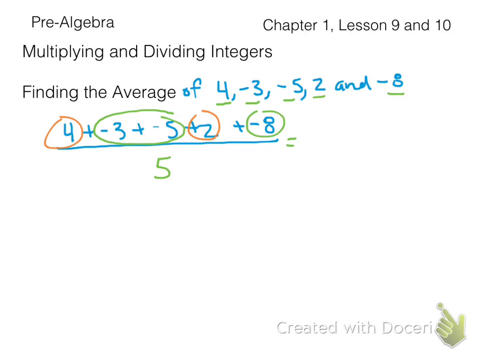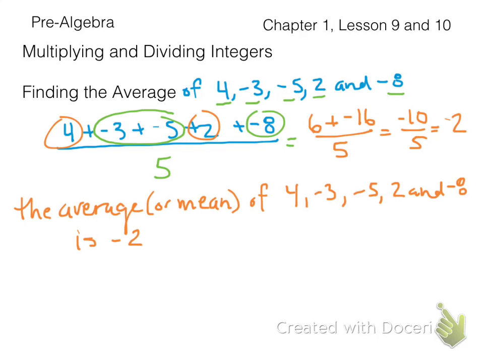First we've got to add everything up. I'm going to add up the positive numbers and add up the negative numbers, because adding positives gives you more positive and adding negatives gives you more negative, and then I can compare them. 2 plus 4 is 6, negative 3 plus negative 5 plus negative 8 is negative 16, and then we have 6 plus negative 16, which is negative 10. Negative 10 divided by 5 is negative 2. So the average or mean of 4, negative 3, negative 5, 2, and negative 8 is negative 2. That is what we call the average.